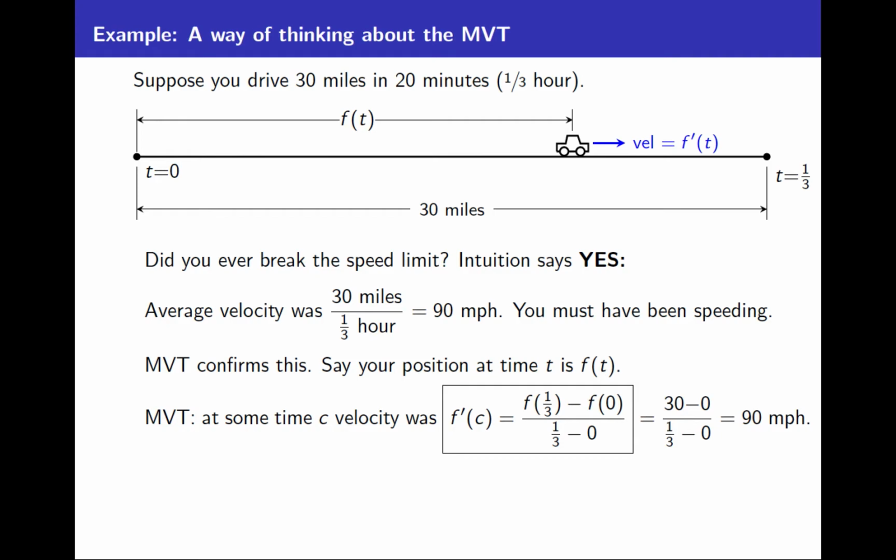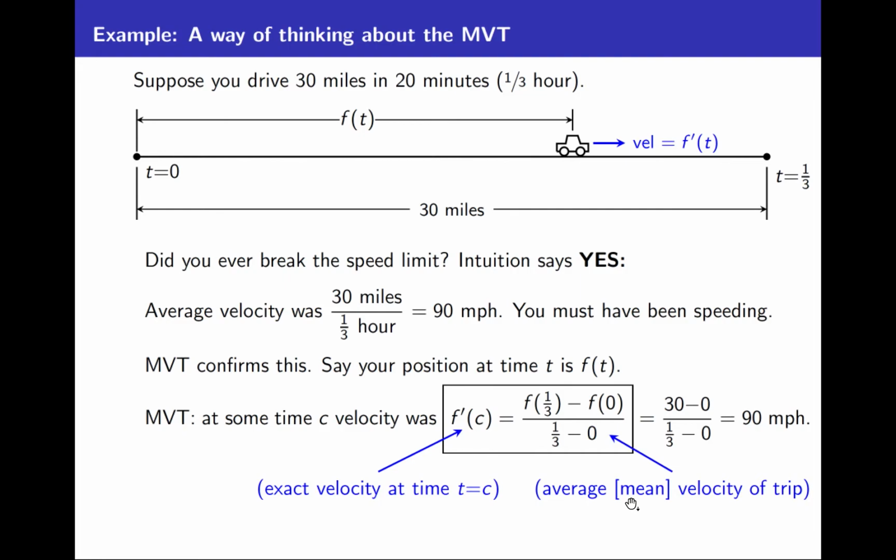So the mean value theorem guarantees at least one time c, where your exact velocity is f of b minus f of a over b minus a, which is 90 miles per hour. That's the mean value theorem. You can look at your f prime of c as being your exact velocity at time t equals c, where this right-hand side is your average or mean velocity of the trip.